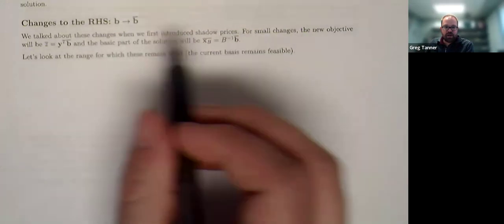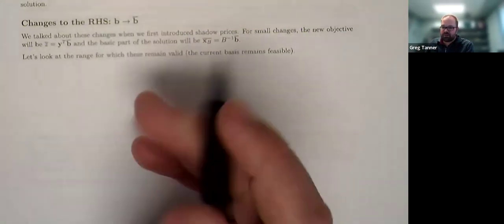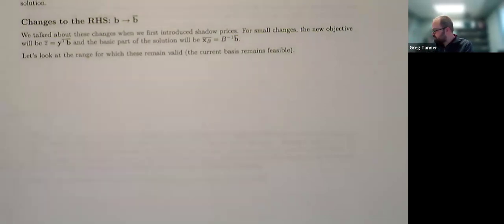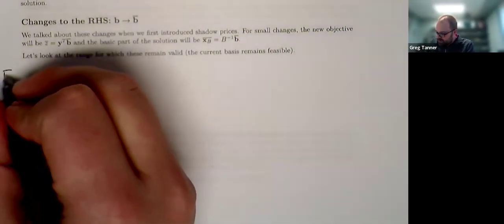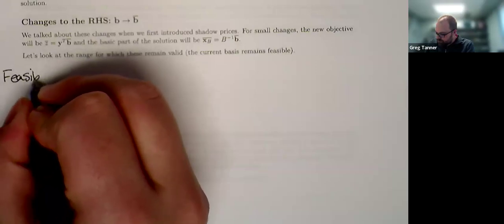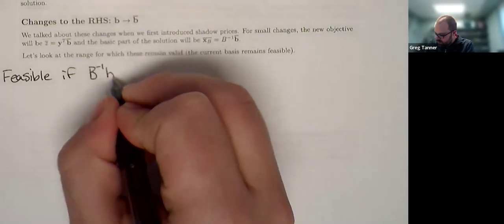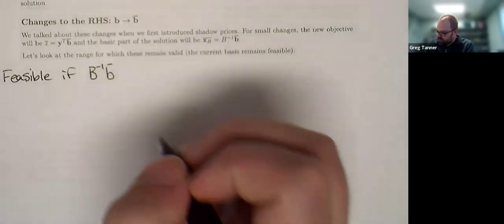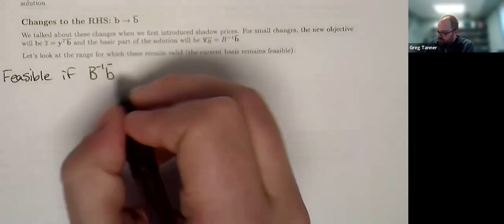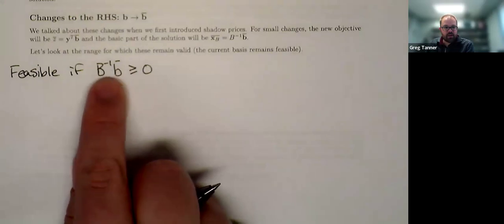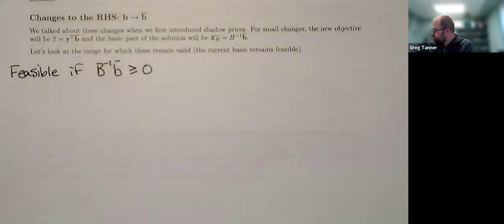Let's look at the range for which that remains valid. It's valid for small changes, but how far can we change each of the B1, B2, and B3 and still have that remain valid? I'll copy that down: feasible if B inverse B bar, which we'll call XB bar, is greater than or equal to 0. So let's pull out what is B inverse.